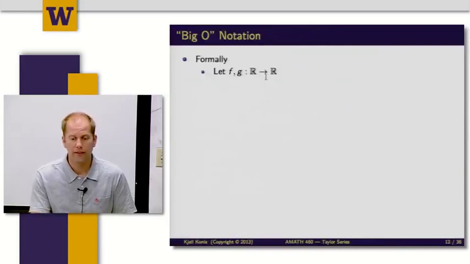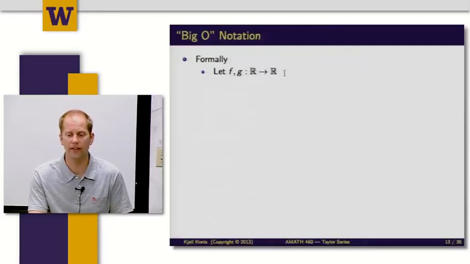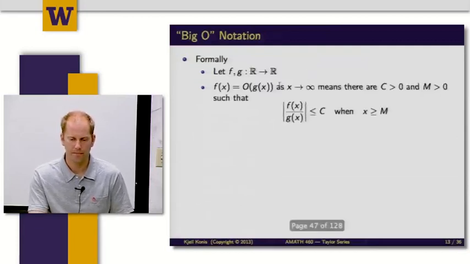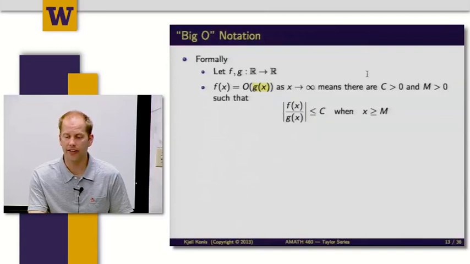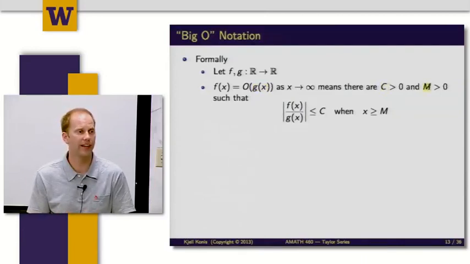And so formally, the way we're going to define big O notation is: let f and g be functions from the real numbers with a real output. And then I'll say f of x is big O of g of x as x goes to infinity if there is some constant c and some constant m, both greater than 0. So I'm not really concerned with sign here. All I'm concerned with is just relative magnitude.